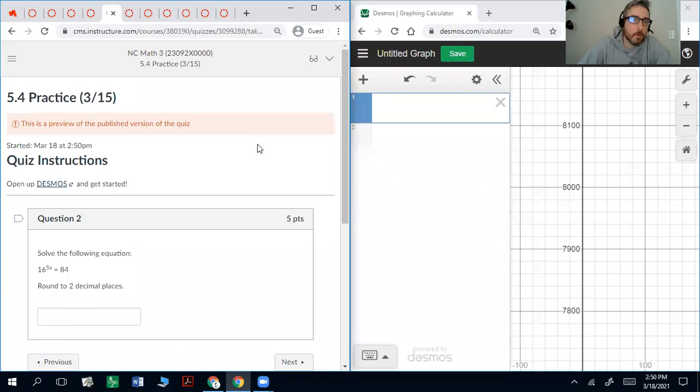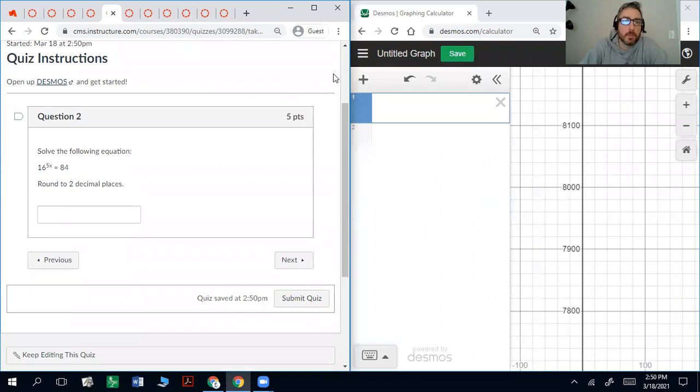Okay, this is 5.4. We're going to solve all of these using logarithms. Note that these can be used solving a graph, so feel free to use the graphing feature too if you'd like. The way to solve logarithmic equations is you have a number to a base to an exponent equals a value.